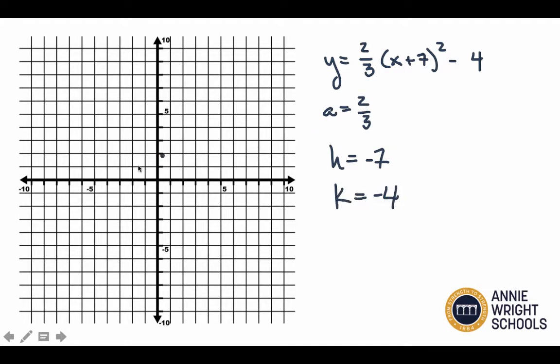Once you've identified your h and k, go to that point, -7, -4, and what I like to do is I go to that point, and I'm going to treat this like my new 0, 0.